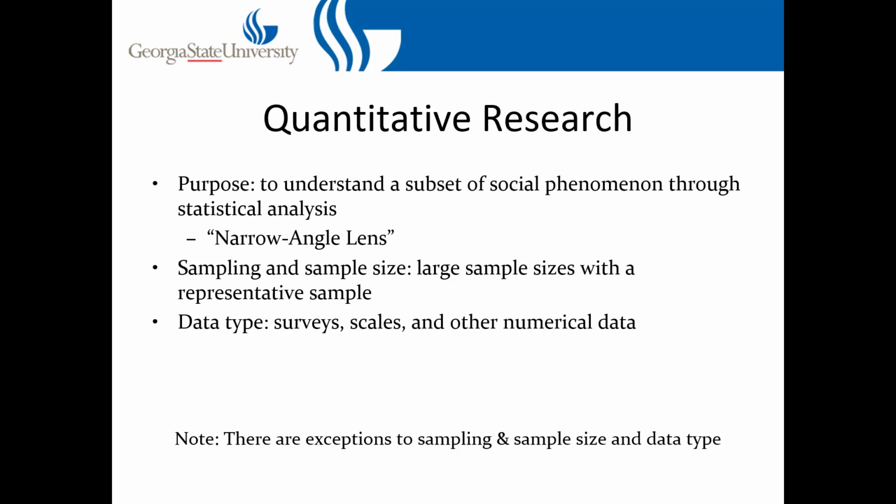We can also use quantitative research to analyze other numerical data. So things like, if we know a student's demographic information, can we predict their likelihood of graduating with a certain degree? Can we predict their likelihood of graduating within 5 years of starting at a university? So numerical data can be collected in a myriad of contexts for quantitative research. And just like with the qualitative research, there's exceptions to the sampling, the sample size, and the data type.